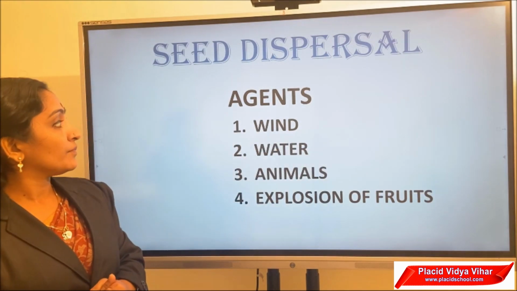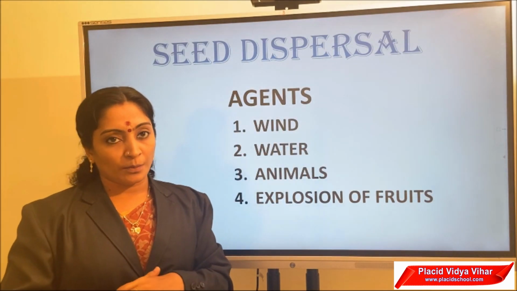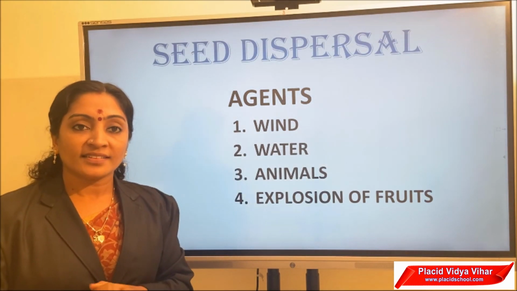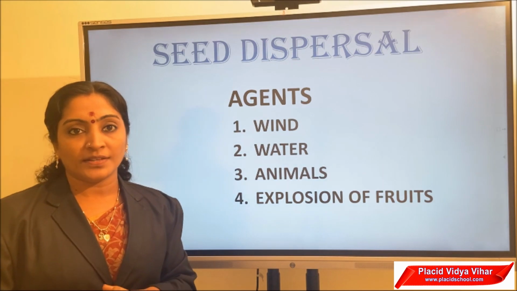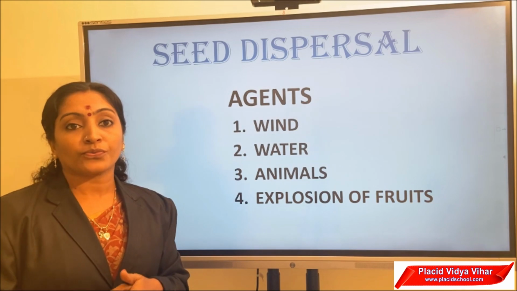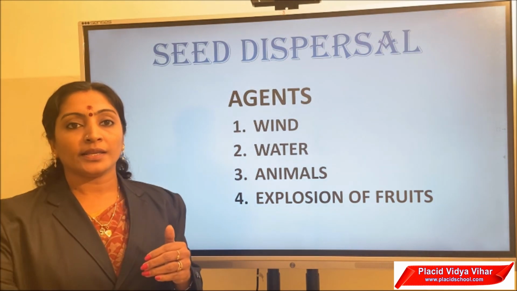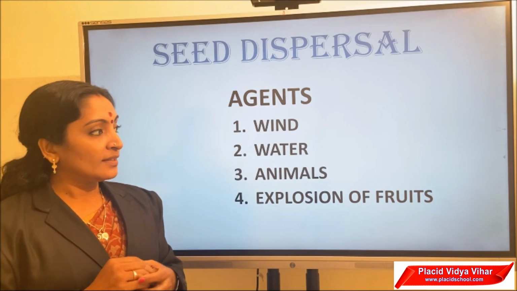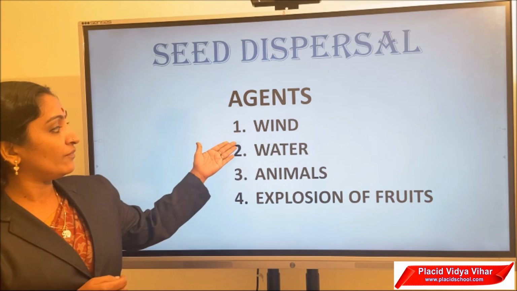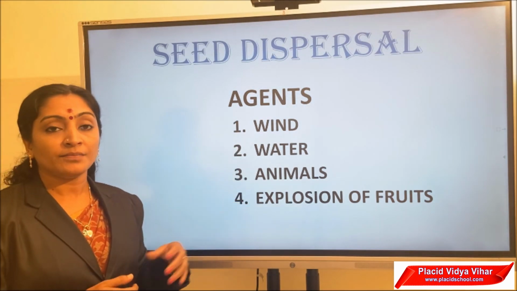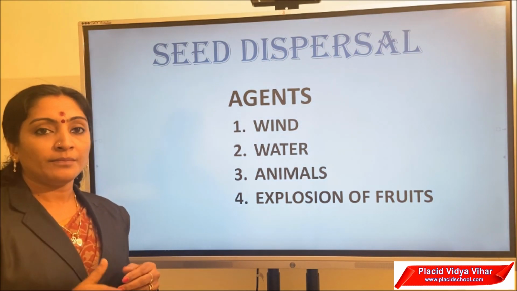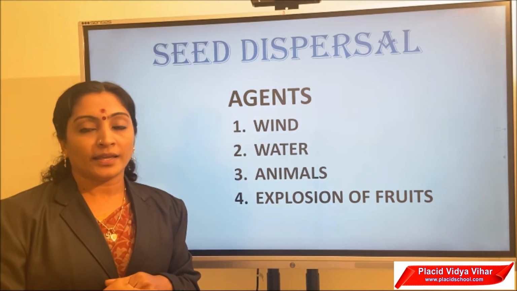In your textbook, one more small topic is also mentioned, that is seed dispersal. What is seed dispersal? Seed dispersal is the process by which the fruits, and in certain cases seeds, are moved from the parental plant to nearby places. Different agents are responsible for seed dispersal, like wind, water, animals and explosion of fruit, by which the seeds move from the parental plant to the nearby areas.